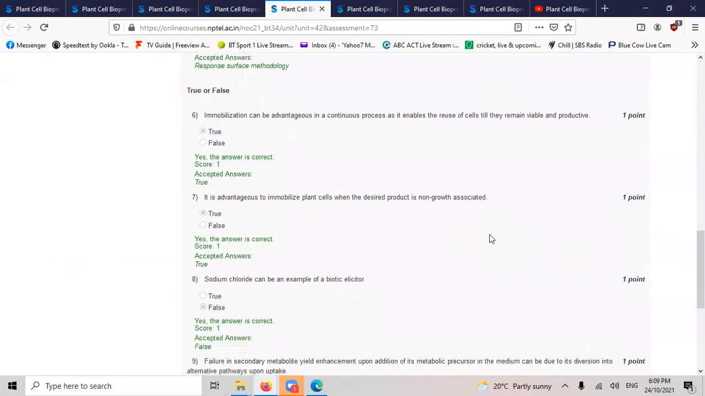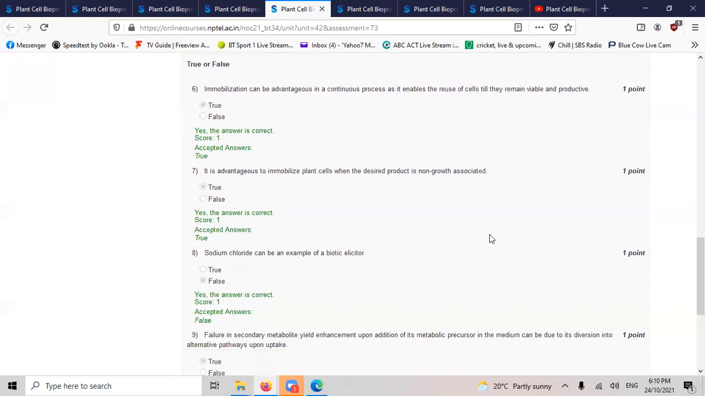Failure in secondary metabolite yield enhancement upon addition of its metabolic precursor in the medium can lead to its diversion into alternative pathways. Yes, true.